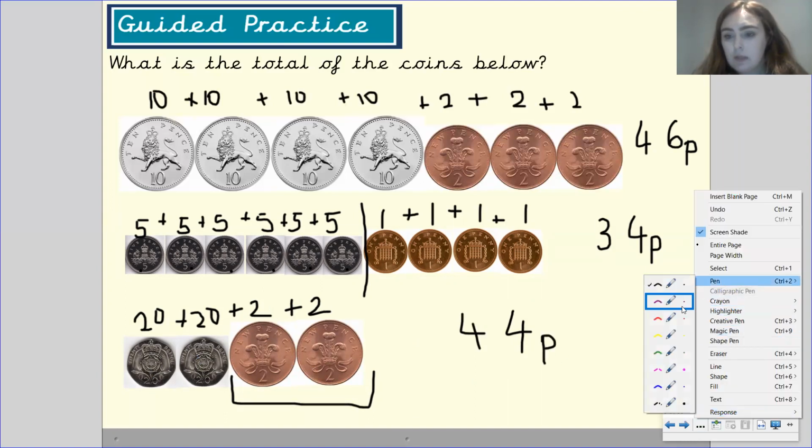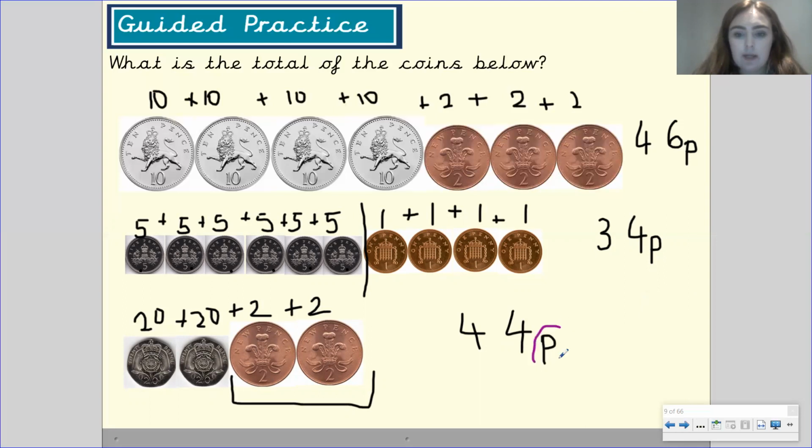Now, it's really, really important that you are writing that pence there. That's a unit of measurement. If you forget that, we don't know what you'll be talking about. It could be 44 apples, it could be 44 bananas, it could be 44 chairs. But because you put the pence, we know it's 44 pence. So it's really important when we look at money that you are remembering your unit of measurement, that you are remembering to write pence, or if it's pounds, you're remembering to write pounds.